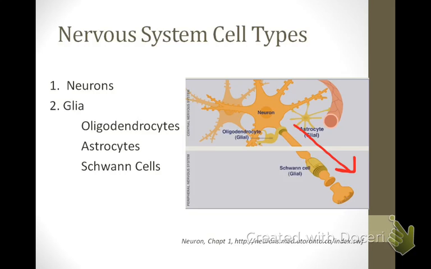The second main cell type are called glia. These include oligodendrocytes, astrocytes, and Schwann cells. There's an ongoing debate as to the number of glial cells per each neuron in the brain. Textbooks often quote about 10 glial cells to one neuron, but numbers seem to vary by brain region and the method used to count the cells.